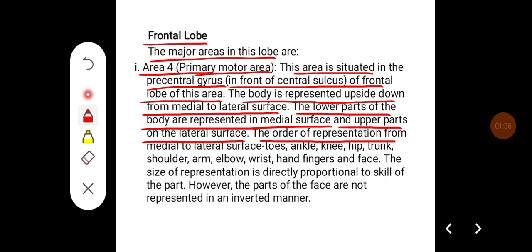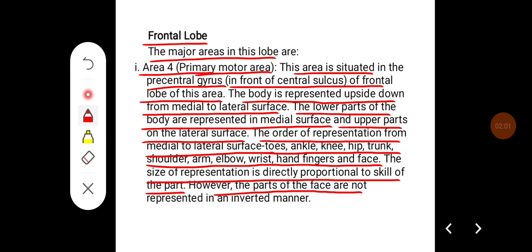The order of representation from the medial to lateral surfaces is toes, ankle, knee, hip, trunk, shoulder, arm, elbow, wrist, hands, fingers and face. And so this is called the motor homunculus. The size of representation is directly proportional to the skill of that part. However, the parts of the face are not represented in an inverted manner.